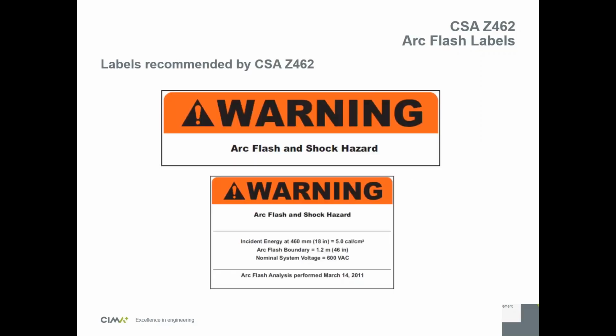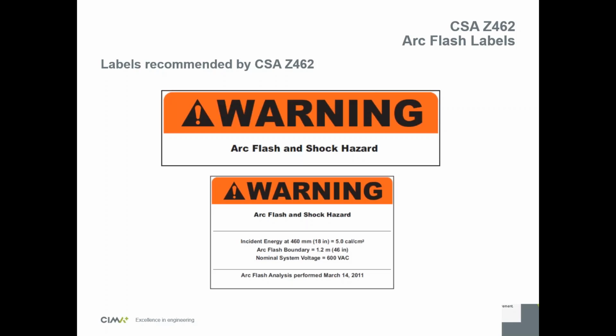So the CSA Z462 gives some recommendations about the arc flash labels that need to be put on equipment. The bare minimum label is the first one. It states only warning and arc flash and shock hazard. Then you can go a step further and add the incident energy at the working distance. You see it stated in cals per centimeter squared. There's no category there because the incident energy method was used.